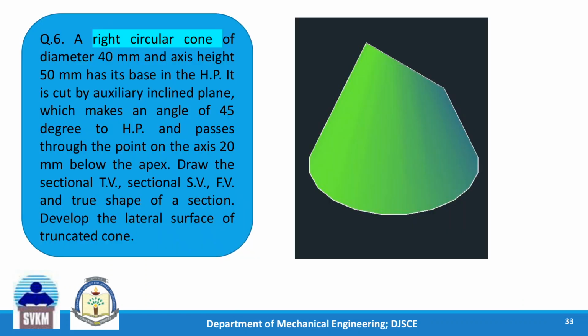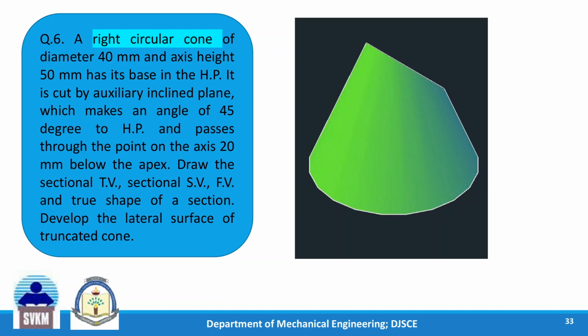Now let us see one more sum and then finish your discussion. A right circular cone of diameter 40 mm and axis height 50 mm has its base in the HP. It is cut by an auxiliary inclined plane which makes an angle of 45 degrees to HP and passes through the point on the axis 20 mm below the apex. Draw the sectional top view, sectional side view, front view and true shape of the section. Develop the lateral surface of the truncated cone.